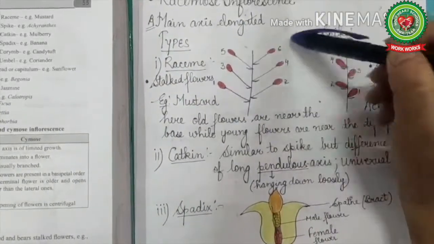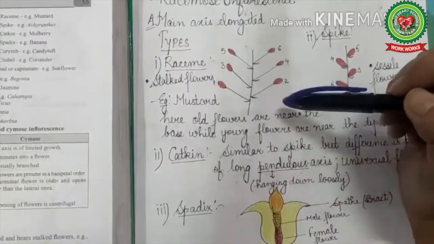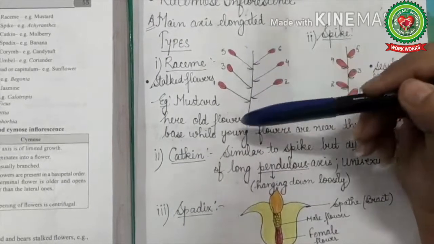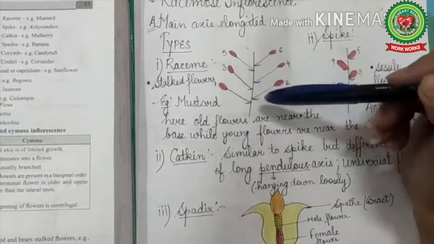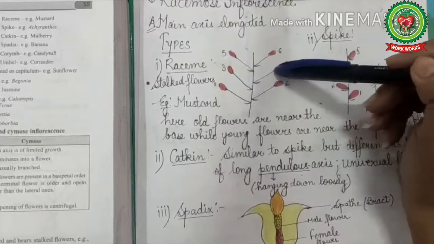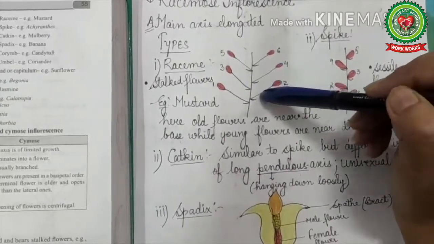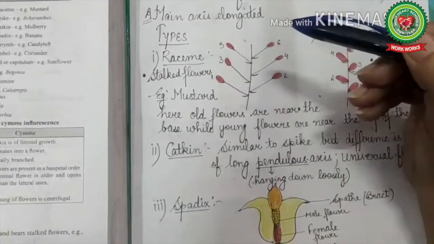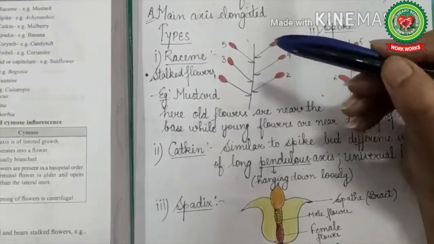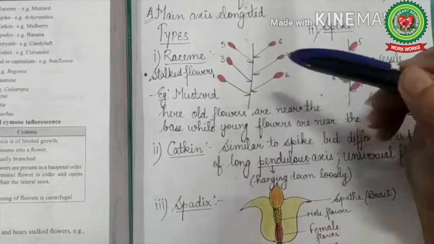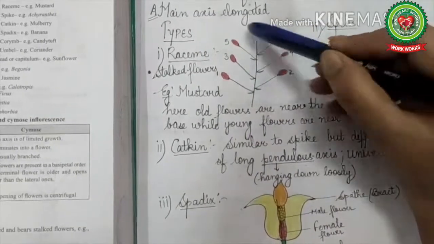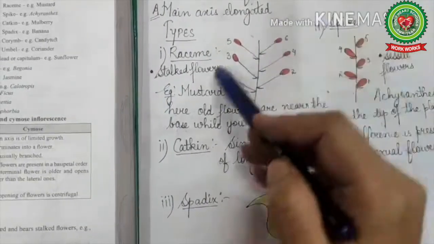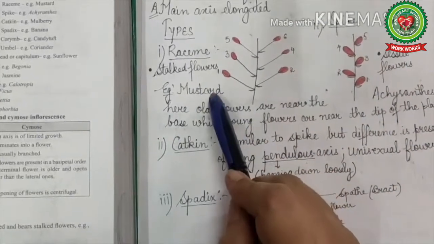Here, as the diagram is drawn, it will be more clear to you. In raceme, the main axis is elongated and it bears stalked flowers. When I use the word stalked, it means pedicel is present. We have already done, pedicel is a stalk-like structure with which the flower is attached to the main stem. So here all these flowers are stalked. The example I have specified here is mustard.